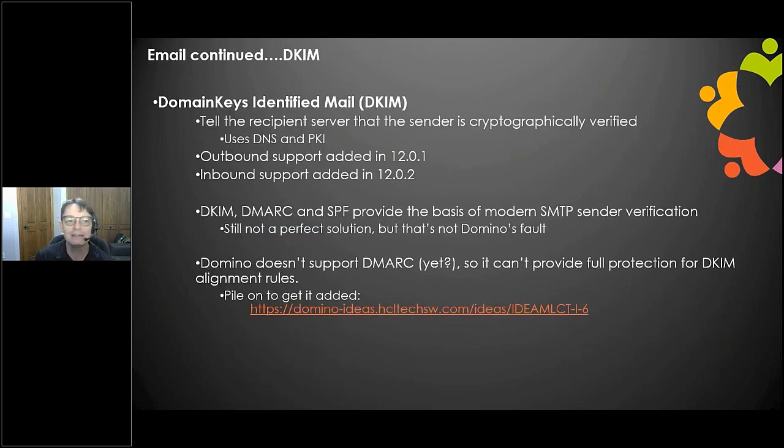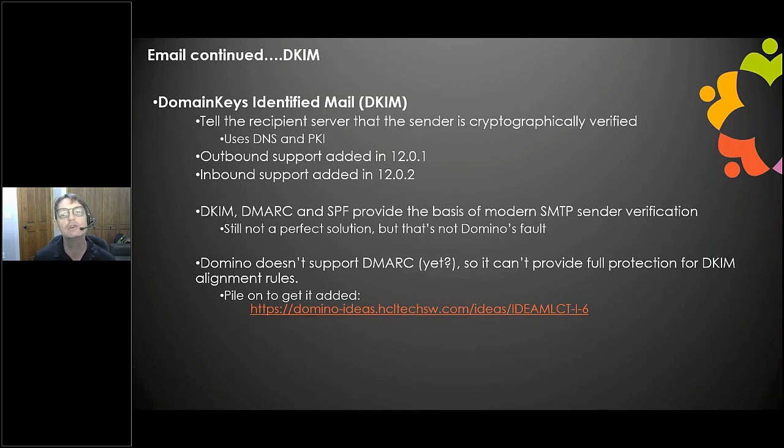Email continued. So DKIM, DomainKeys Identified Mail, DKIM. What does it do? Well, it basically tells the recipient server that when I send them an email, the email is cryptographically verified by the recipient, and it says, oh, you are from who you purport to be, the server you purported to be from. It uses DNS and public-private key infrastructure for this. And basically, think of DKIM as the next iteration of Sender Policy Framework, SPF. It adds on to SPF, and between SPF and DKIM, you can get some kind of cool stuff. I'll talk about that in a second.